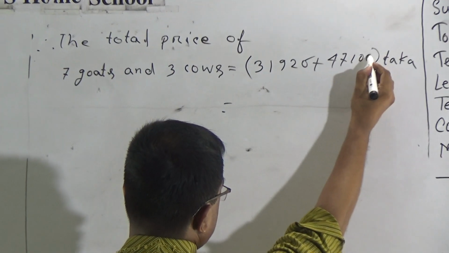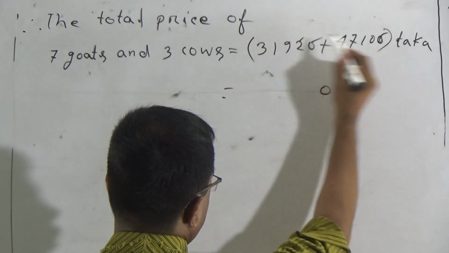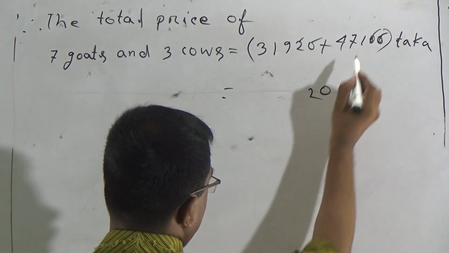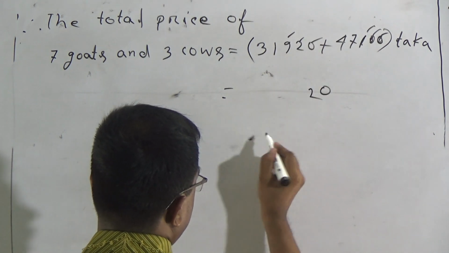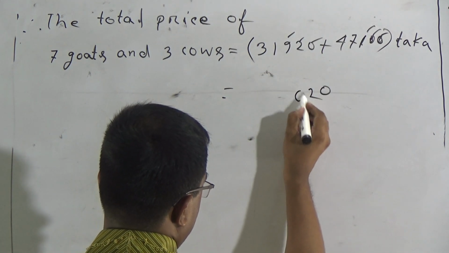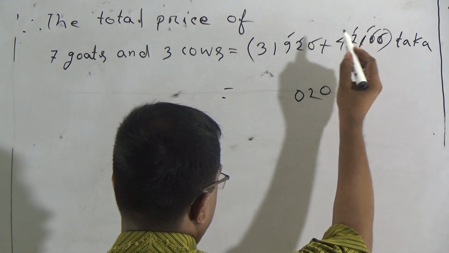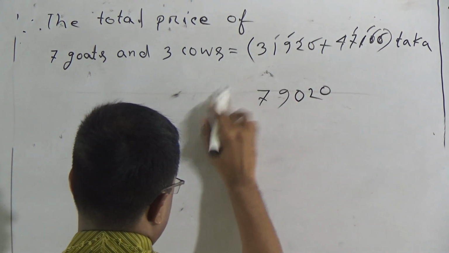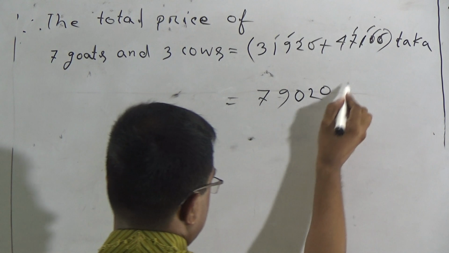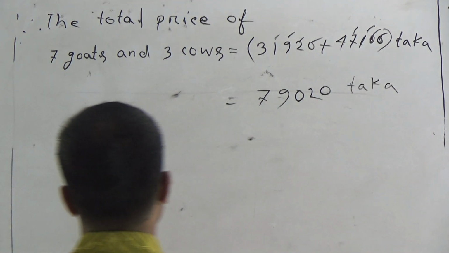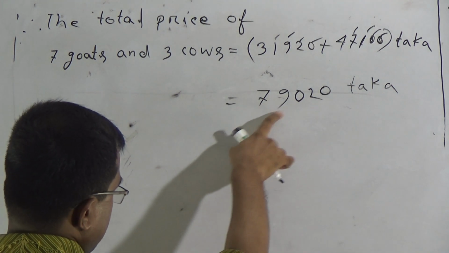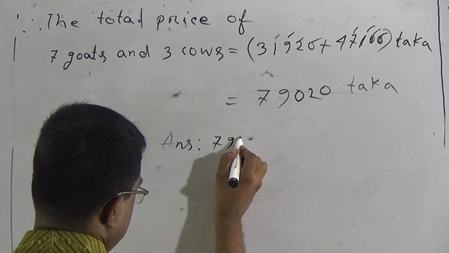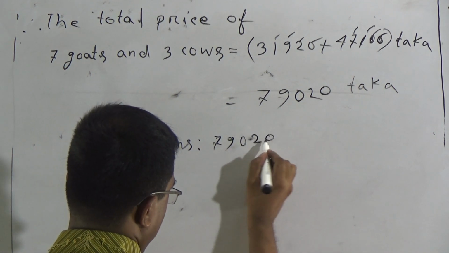Now 0 plus 0 is equal to 0 and 0 plus 2 is equal to 2 and 1 plus 9 is equal to 10. From 10 we will write 0 carrying 1. 1 plus 7 is equal to 8. 8 plus 1 is equal to 9 and 4 plus 3 is equal to 7. So the total price of 7 goats and 3 cows is 79,020 taka and answer 79,020 taka.